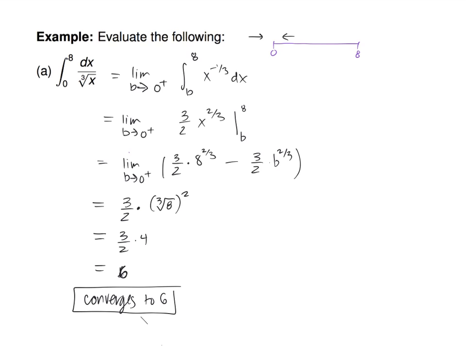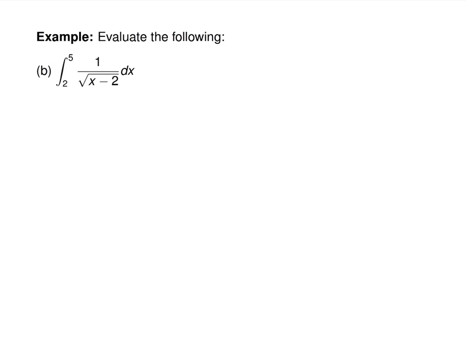Does that make sense? So zeros in the denominators are what are causing problems for these kinds of things. Is everyone okay with that? All right.